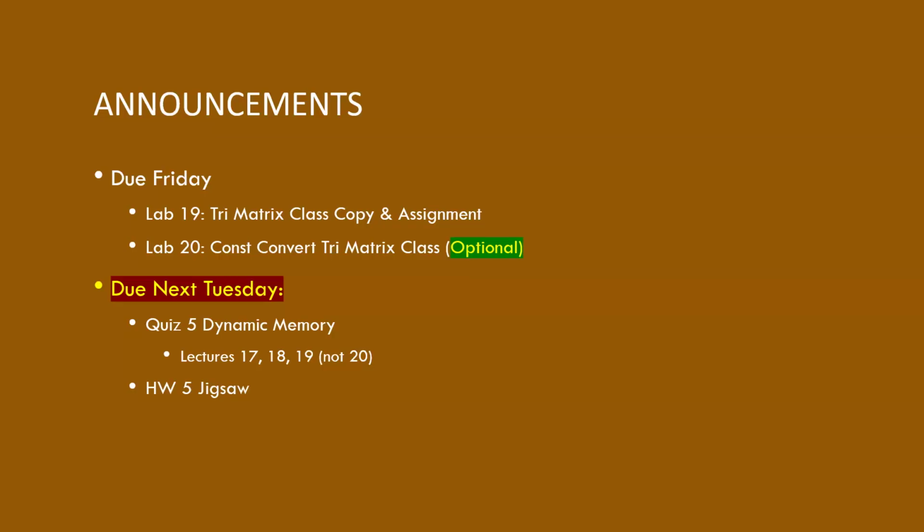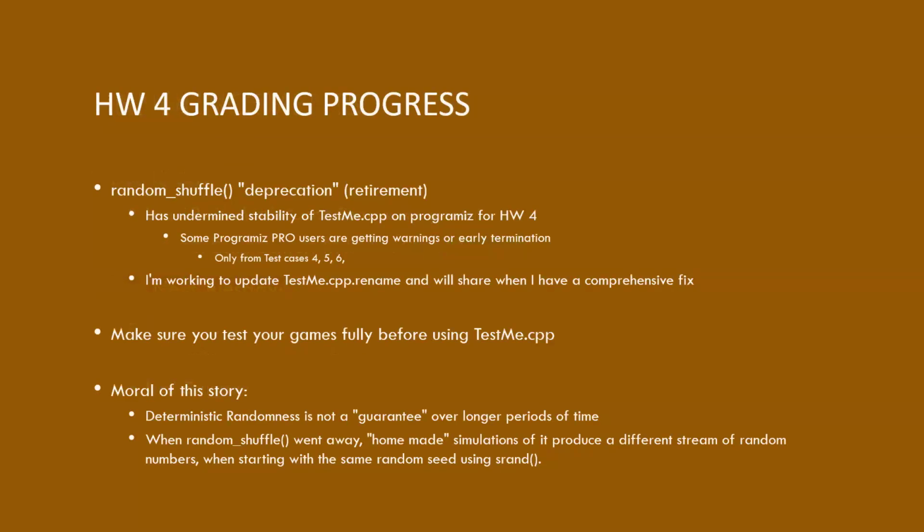Just a little heads up, I'm working on grading. Thanks to everybody who got 4 in so far. I apologize for all of this random shuffle nonsense. Basically, every once in a while, they get rid of something in C++, and I kind of knew it was coming, but I kind of buried my head in the sand. So some of you got bit by that. If you're seeing that your cases 4, 5, and 6 are failing, or you're getting a bunch of warning messages, do your own testing, but otherwise you can sort of ignore that stuff.